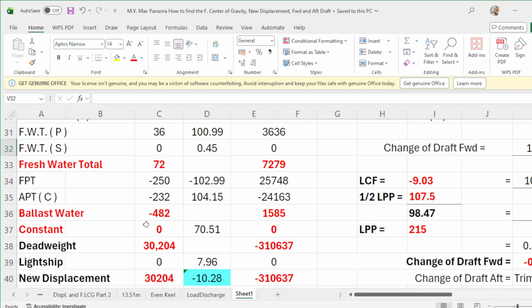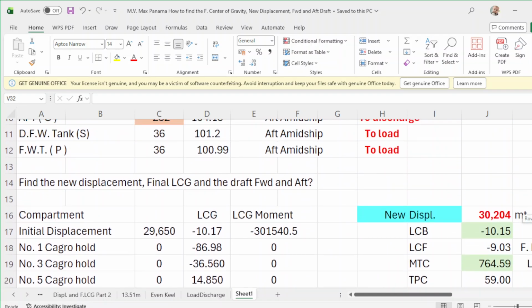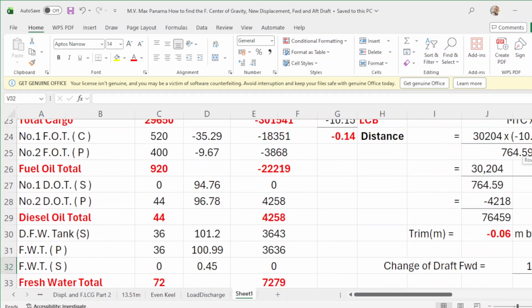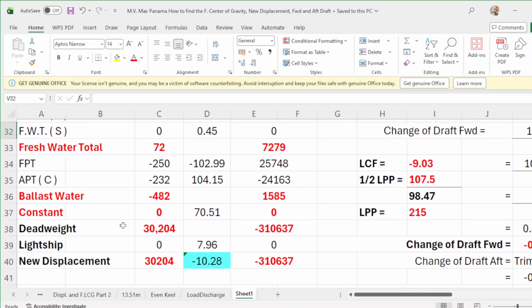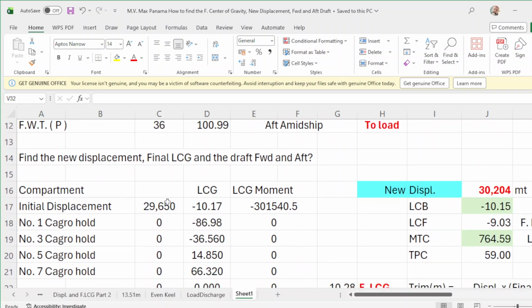Then we don't need to apply the constant and the light shift because it's already included in this initial displacement. So the initial displacement includes the constant and the light shift. So no need to put it here. Okay? No need to put your constant and your light shift, because it's already included in your initial displacement.